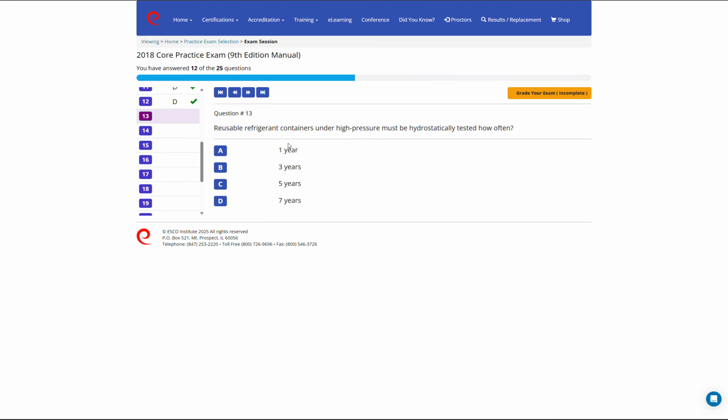Question 13. Reusable refrigerant containers under high pressure must be hydrostatically tested how often? Every 5 years. That's the EPA rule for high pressure containers, like recovery cylinders, to keep them safe. Next question, or want details on why hydro testing matters?